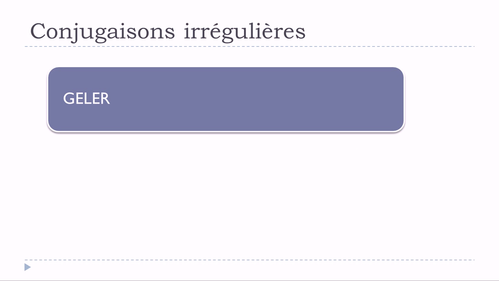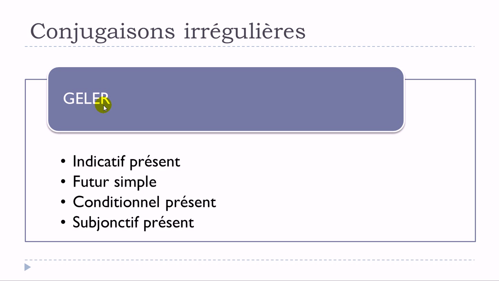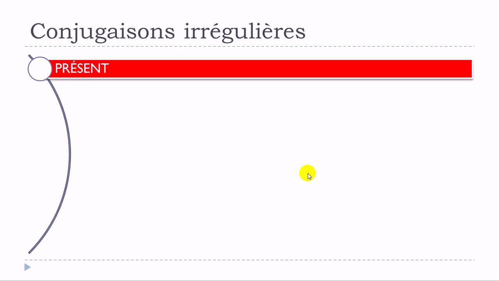So I wanted to take this verb, geler, to freeze. We'll see that geler will actually be slightly modified, and it will concern the following tenses: indicatif présent, futur simple, conditionnel présent, and then subjonctif présent. For all the other tenses, geler will be conjugated like the other verbs from this first group. So we'll start with the présent and we'll see the forms.